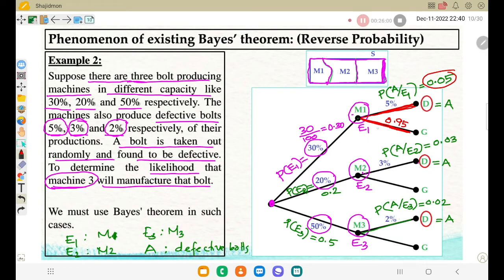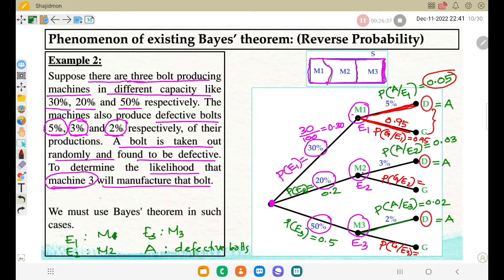What is that number actually? Probability of a good bolt. Correct? If I am representing by G from machine number 1, that is E1, it is 0.95, because the total probability of these two will be 1 here. Similarly, we can calculate the probability of a good bolt from machine number 2, and the probability of a good bolt from machine number 3, that is E3. Just 1 minus the next event we can calculate. Correct? So like this, we can do the normal probability calculation.